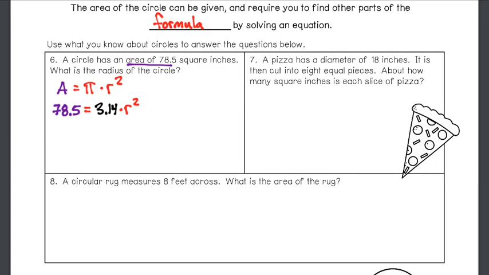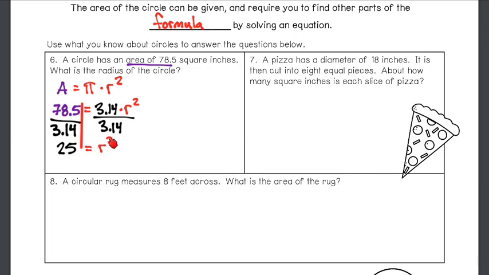Now, solving equations, if you recall, to isolate this variable here, we're going to get rid of this multiplication by doing division. And whatever I do to one side of the equation, I have to do to the other. Then I divide that out, and I get 25 equals, I went a little too far, 25 equals r squared.